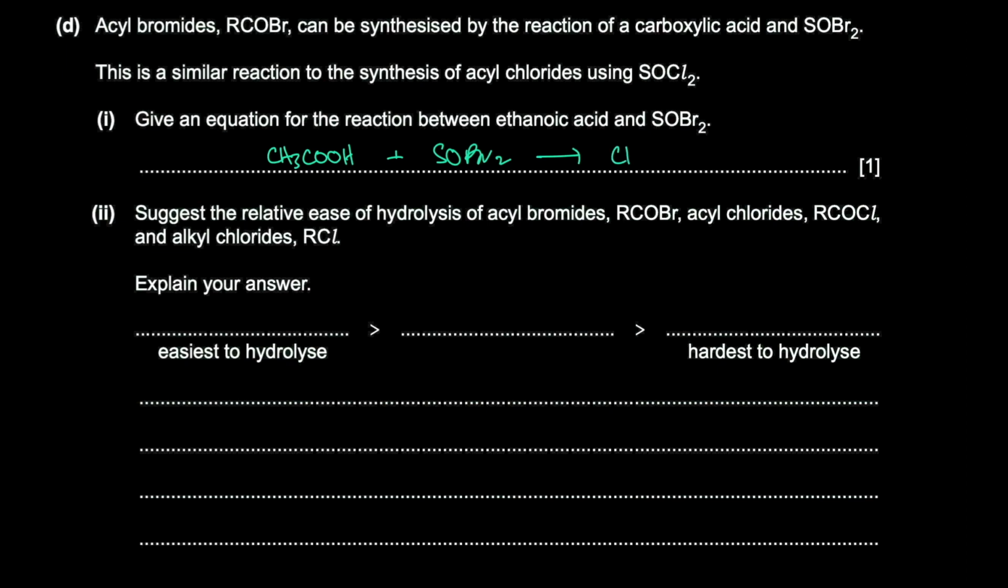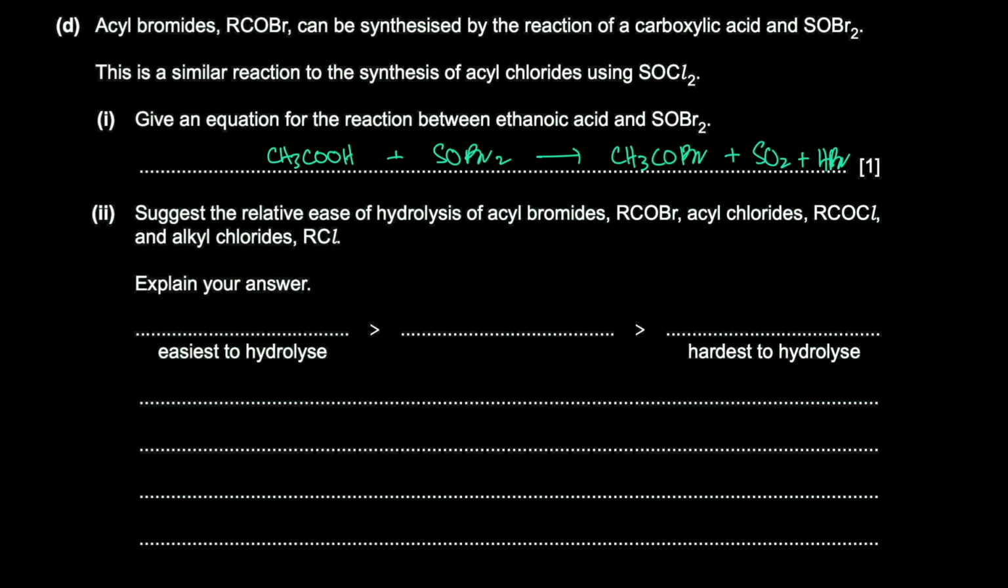So we get CH3COBr, and then we get SO2 and HBr. So again, the bromine replaces the OH, and we get SO2 and HBr. If this is SOCl2, we get SO2 and HCl.